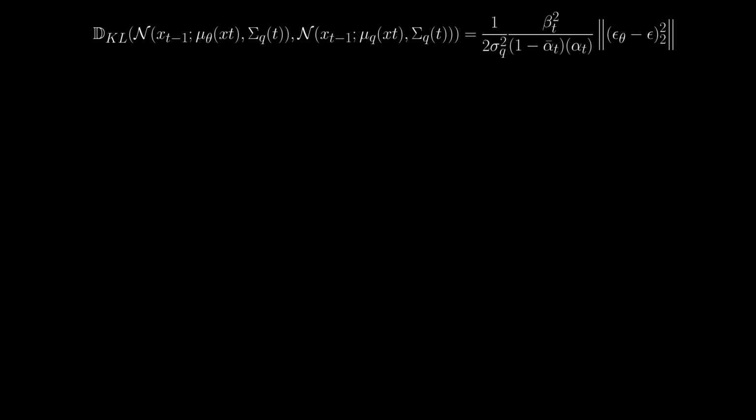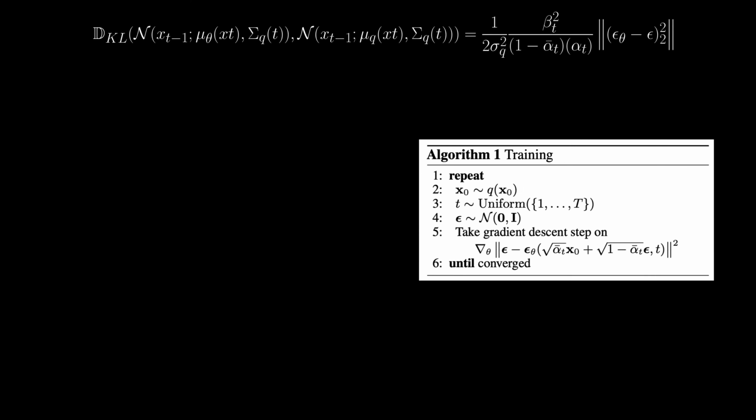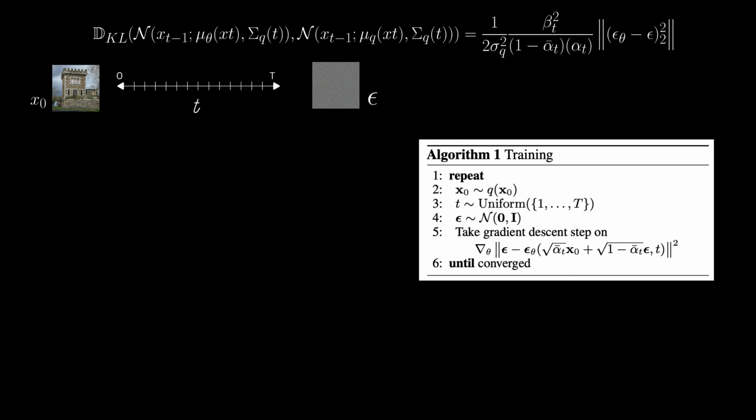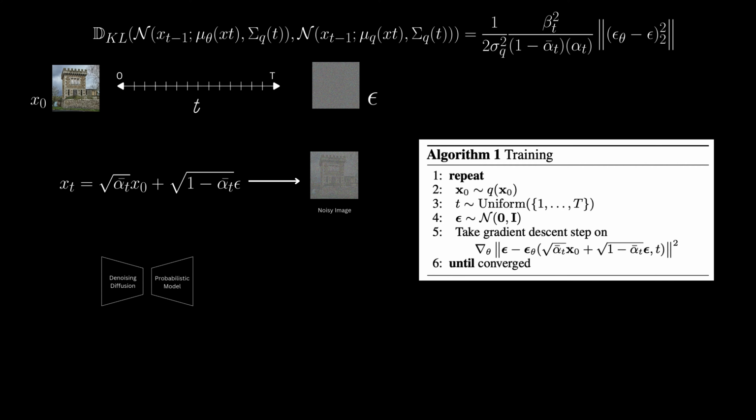With this objective, we end up with the following training procedure. We have samples from our original data distribution, and then we iteratively train by randomly sampling from all possible time steps. For each training data point, we pick a random time step and a random noise sample. Generate xt using our forward process equation, which gives us our noisy image sample.